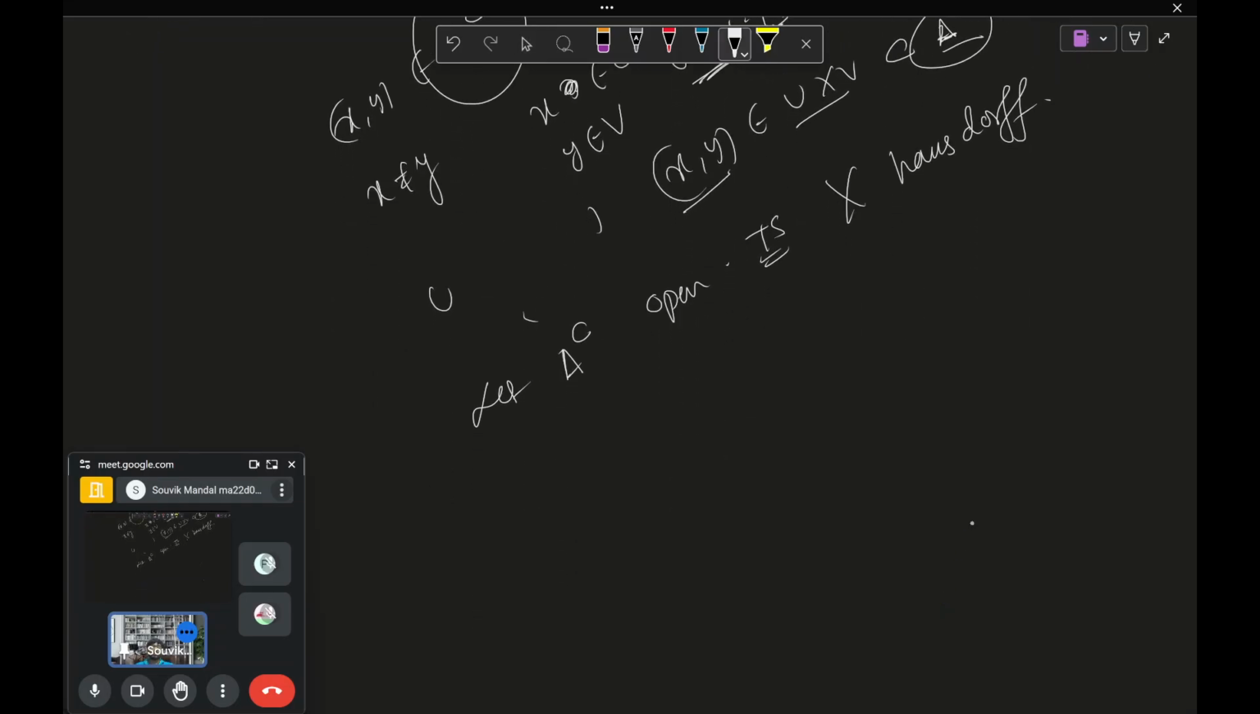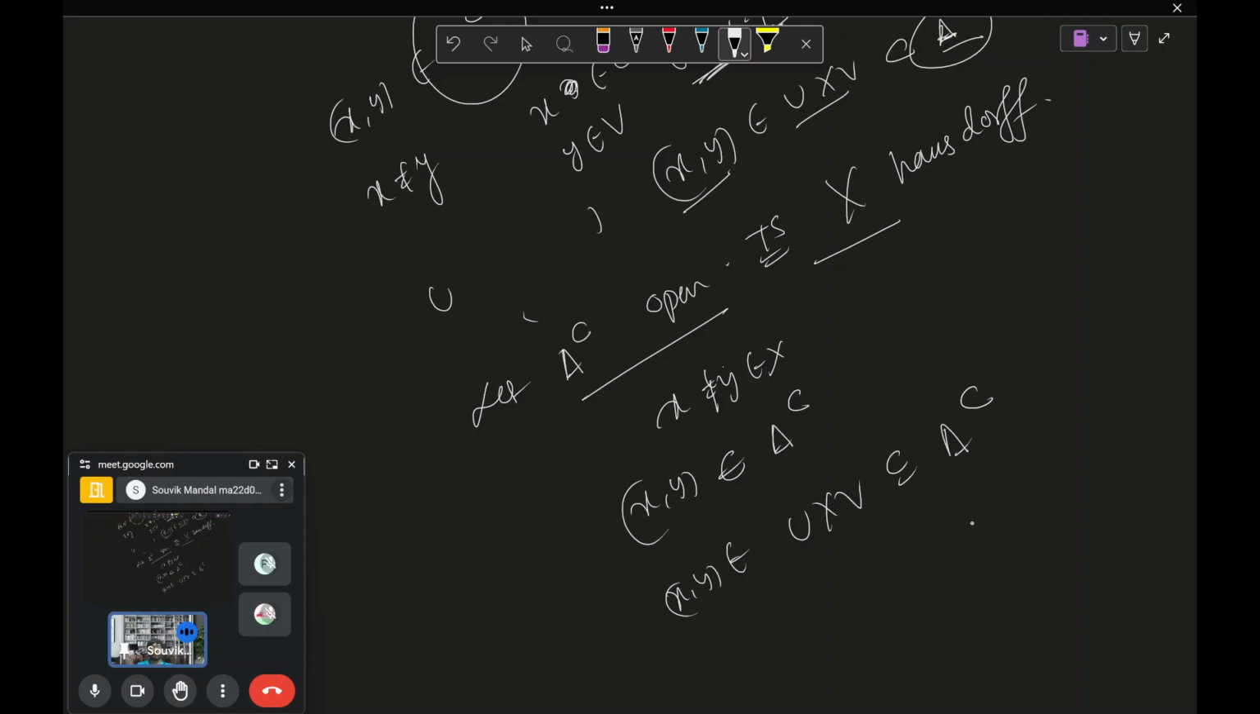Look, we need to check X is Hausdorff. So take two points from X which are not the same, so x comma y belongs to delta complement. We assume delta complement is open. So x cross y belongs to an element of the form U cross V, a subset of delta complement. So x belongs to U, y belongs to V, and U cross V subset of delta complement implies U intersection V is empty. So this is what we mean by Hausdorff, right?